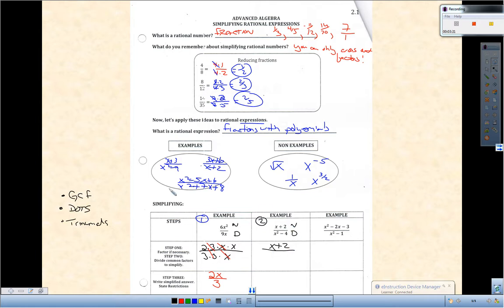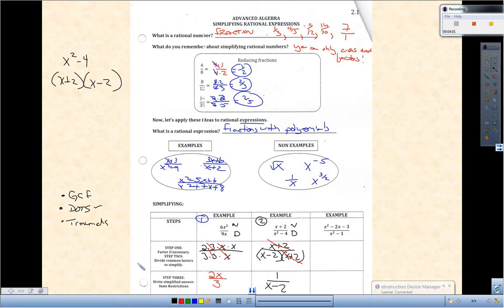But in the denominator, I have x squared minus 4. Now, there is no GCF for this, and it's not a trinomial, but x squared minus 4 is a difference of 2 squares, which means I can factor this into x plus 2 and x minus 2. So I can factor the denominator into x minus 2 and x plus 2. And now I have a common factor of x plus 2, so those can cross out. And if there's nothing left in the numerator, it's understood to be 1. So 1 over x minus 2. And that's my simplified answer.